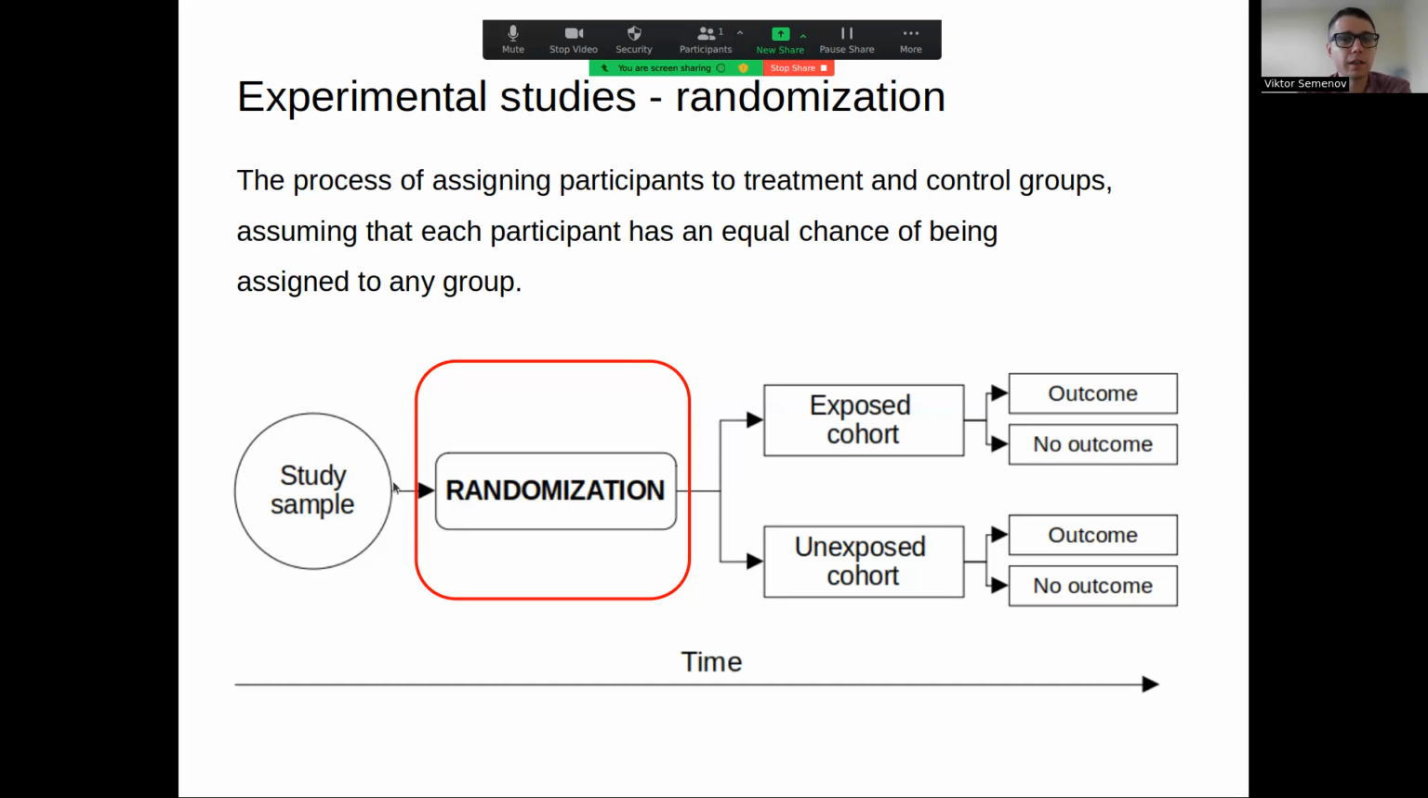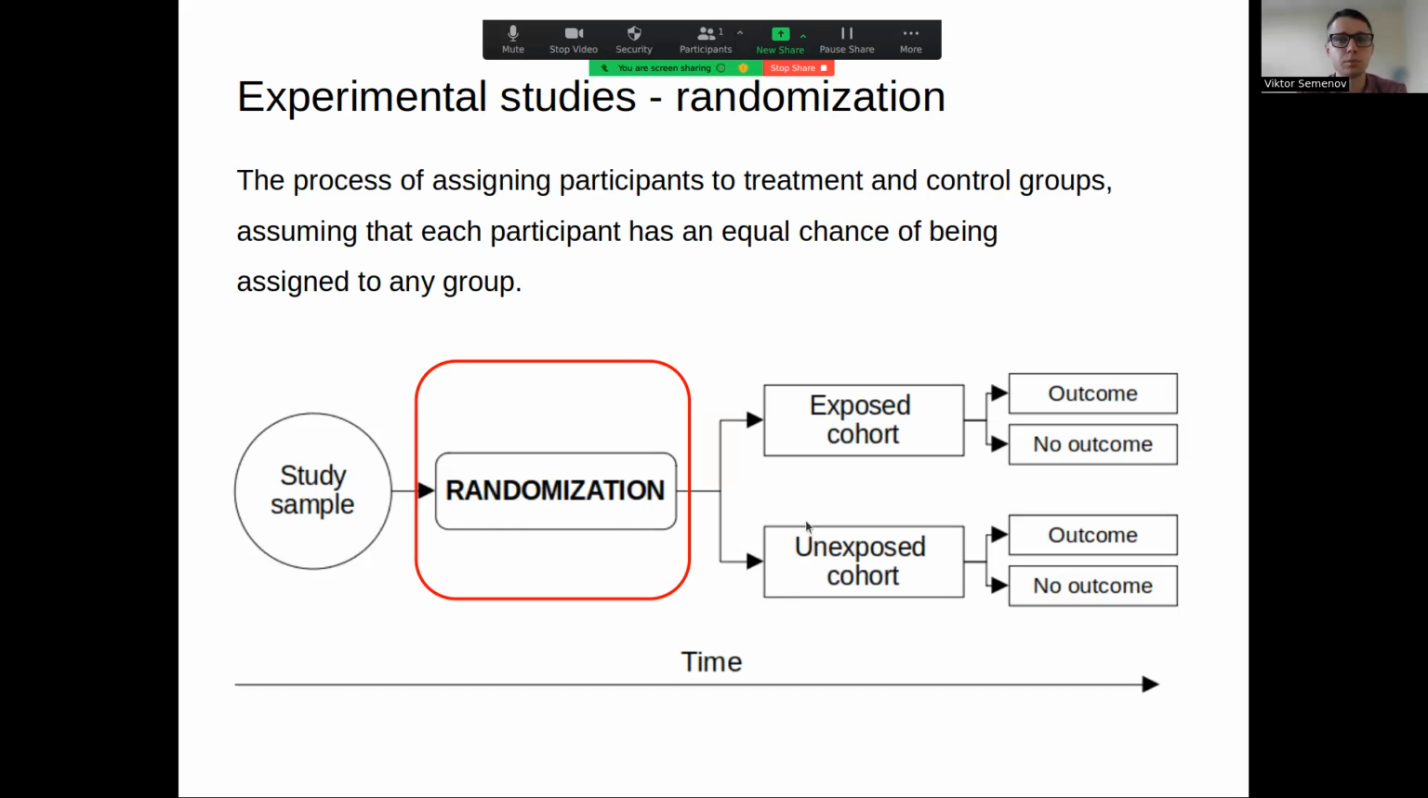And to make sure that these two cohorts are the same, or to reduce the chance that these cohorts are different, and to leave this chance to be different only by chance, we introduce randomization. So roughly it works like throwing a coin. If it's one side, the person goes to the exposed cohort. If it is the other side, the person goes to the other cohort.